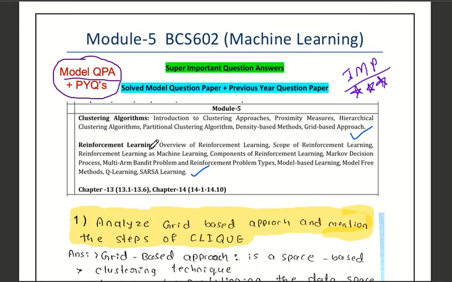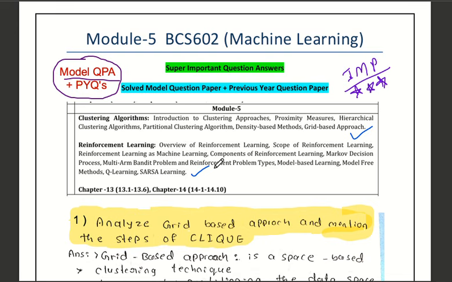In the second chapter, reinforcement learning, it has an overview of reinforcement learning, scope of reinforcement learning as a machine learning, components of reinforcement learning, Markov decision process, then multi-armed bandit problem and reinforcement problem types, model-based learning, model-free methods, then Q learning, SARSA learning.